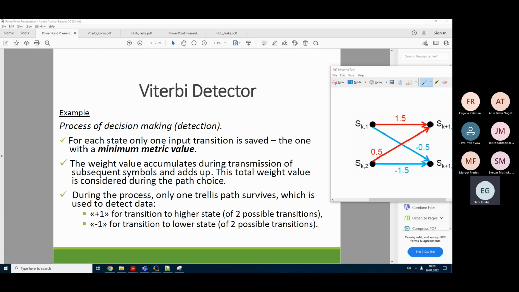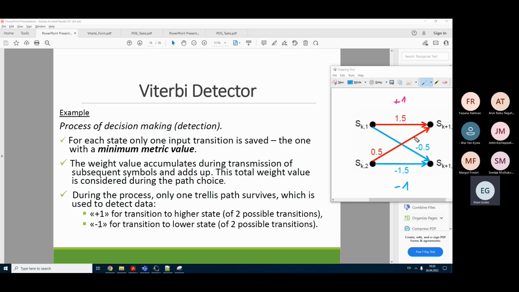You may notice that in this Trellis diagram, in this state diagram, I have used different colors for these paths. So there are red paths and there are blue paths. The red paths are the paths transmitting +1, so all the red paths are transmitting symbol +1, and the blue paths are transmitting symbol -1.